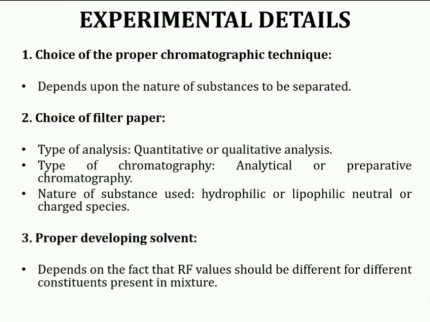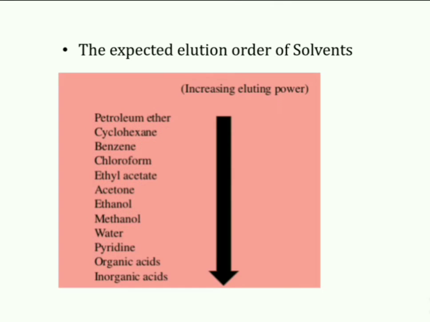Proper developing solvent. Although determining the best solvent may require a degree of trial and error methods, the choice of proper developing solvents depends upon the simple fact that RF values should be different for different constituents present in the mixture. Following are different solvents used in paper chromatography in order of their increasing eluting power. The eluting power of a solvent is largely a measure of how well the solvent can pull an analyte off the adsorbent to which it is attached. This often happens when the eluent adsorbs on the stationary phase, displacing the analyte. Such series are useful for determining necessary solvents needed for chromatography of chemical compounds.